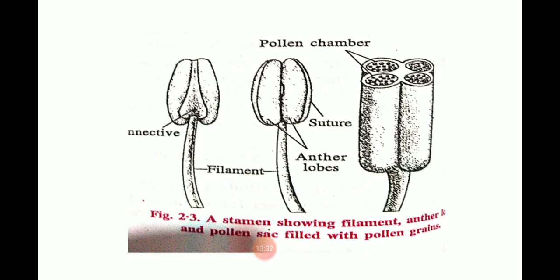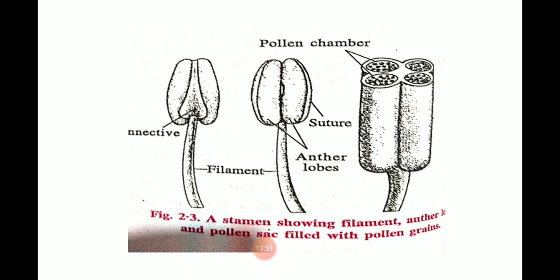The structure of the anther, which is connecting with the filament, is known as microsporangium. This is known as microsporangium because it carries the microspore within it.